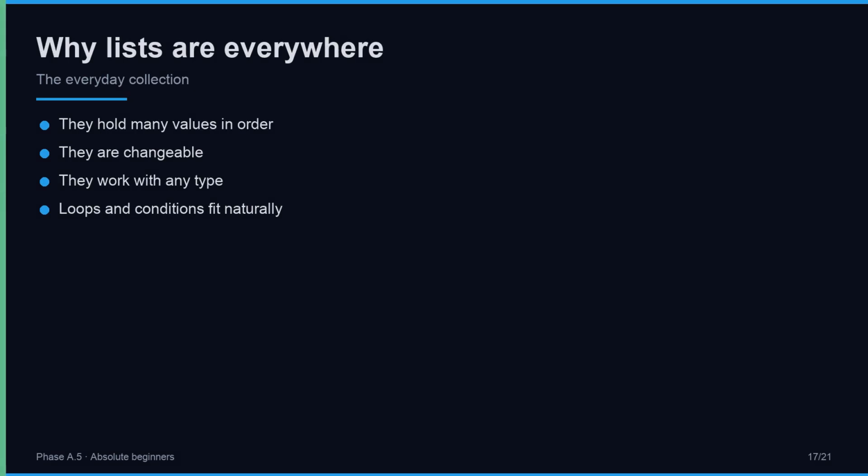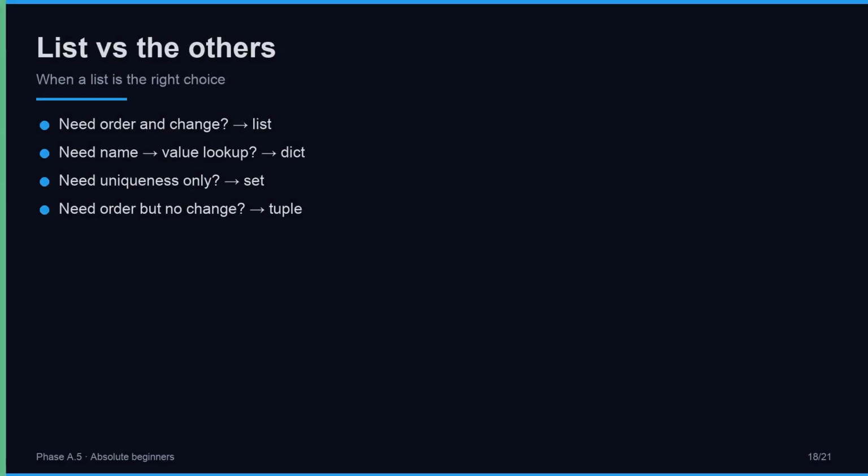Why are lists the most common collection in Python? Because they fit most situations. You have many values in a meaningful order. You want to be able to change them as the program runs. You do not need uniqueness, duplicates are fine. You do not need name-based lookup, positions are enough. Almost every program has data like this: a list of files, a list of users, a list of messages, a list of errors. When in doubt, you reach for a list. Lists fit most data.